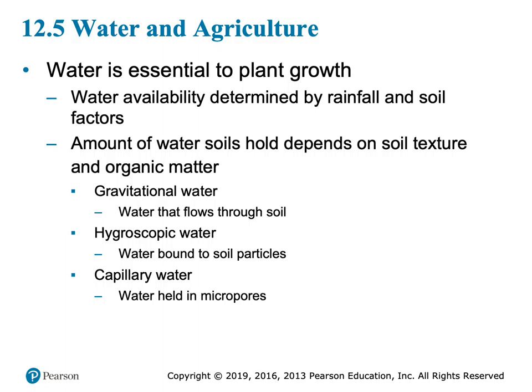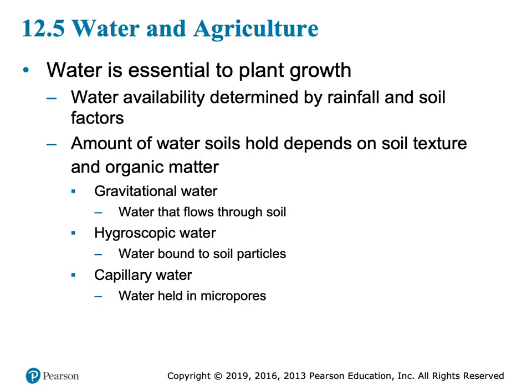Water is extremely essential to plant growth, and we'll go under here, under 12.5, water and agriculture. The water in soil, water that percolates into the soil, is drawn downward by the force of gravity, and we call that gravitational water. The water that is bound to soil particles is called hygroscopic water and is unavailable for plant uptake. Then moving on to the last page of our notes, water held in tiny spaces in the soil by a water-to-water hydrogen bond, or cohesion, is what we call capillary water.